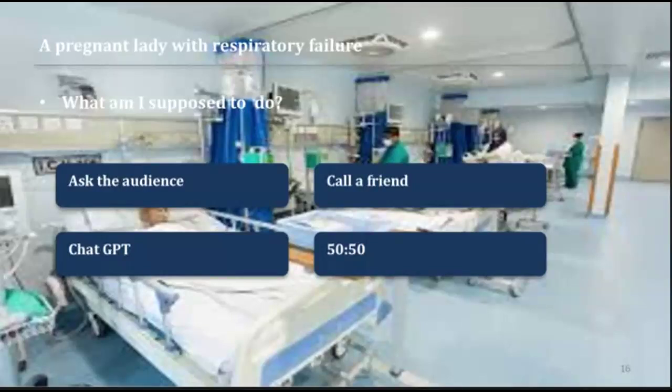Call a friend, okay. Of course, the option is ask the audience. The audience means our team, whichever team is available. So we all were there. The cardiologist attended, the general physician, the chest physician, the anesthetist, and the whole team was there. All the specialties, and the radiologist also. So the whole audience was there.